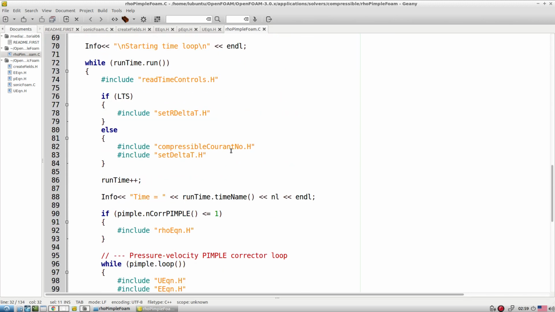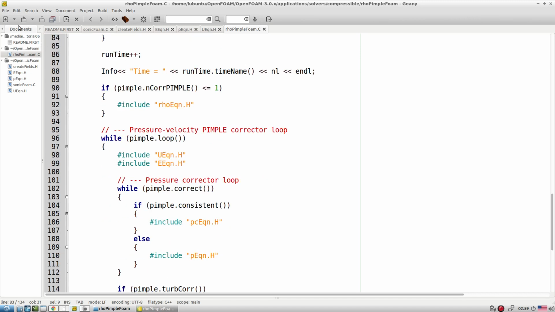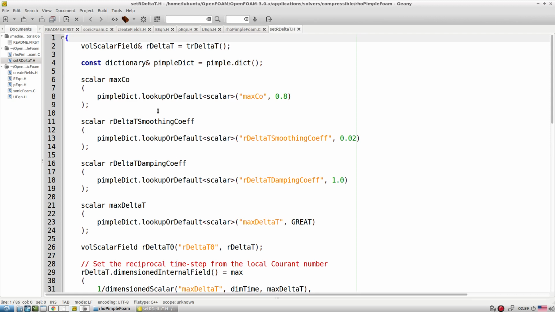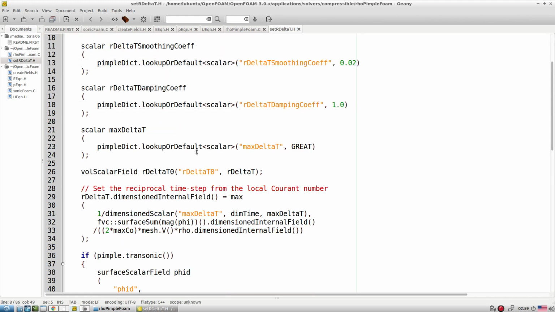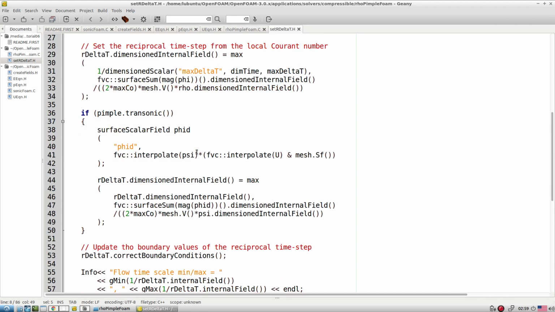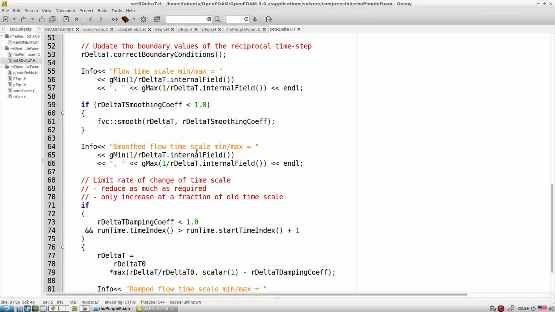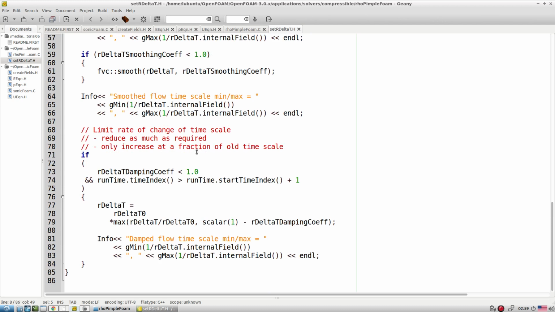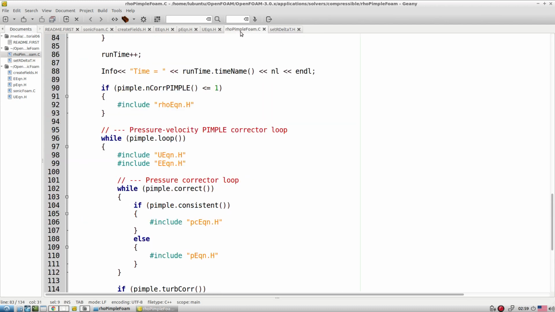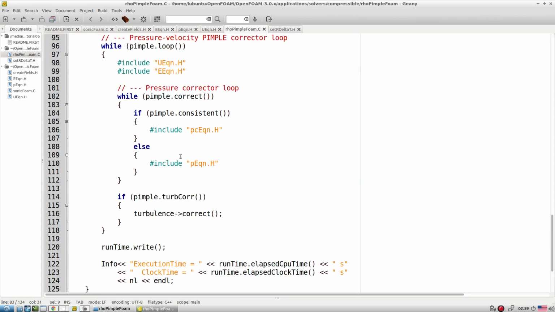Then reset deltaT. Reset deltaT means that, depending on the Courant number and the maximum value, it tries to quantify deltaT. Because when we work with this transient solver, deltaT matters a lot. Depending on our input, it tries to tune the required deltaT. That is what you can see from that side.